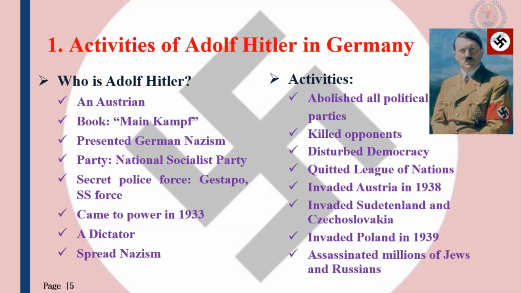But after some time, Adolf Hitler quit the League of Nations, which was an organization organized to maintain peace in the world after the First World War. And he invaded so many countries in the world. Actually, he invaded Austria, which was a neighboring country of Germany, in 1938. And he invaded Sudetenland and Czechoslovakia. He invaded Poland in 1939. And it was the immediate incident which caused the Second World War.